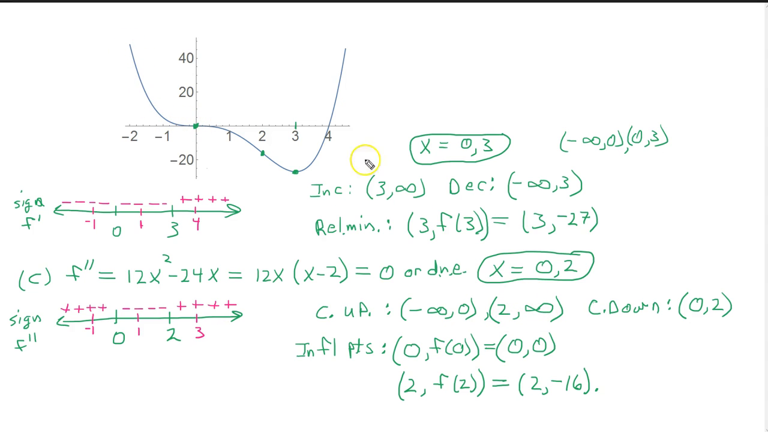And from 2 to infinity. 2 to infinity, yes, it does look like it is concave up. And concave down from 0 to 2. 0 to that point, yes, it does look like it is concave down there as well, from x equaling 0 to 2. So yes, everything looks like it checks out.